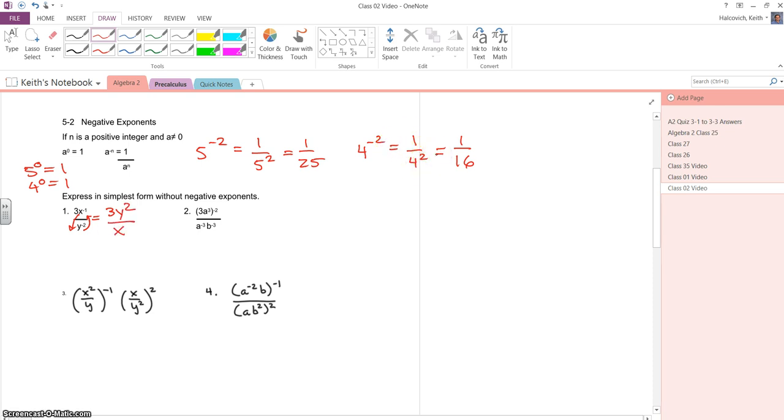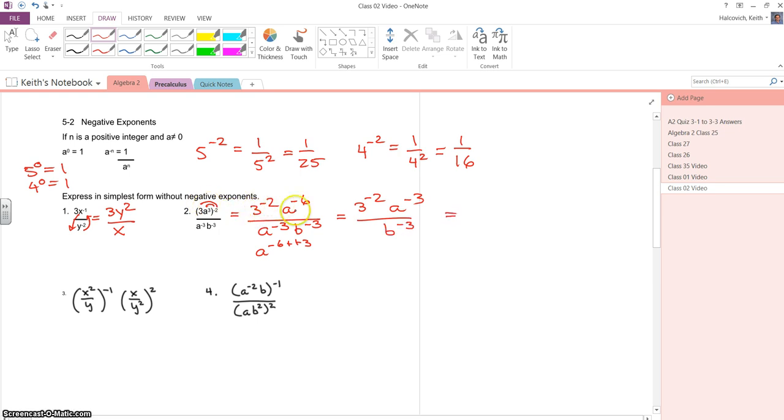In this one, you have to distribute first. So you get 3 to the negative second, a to the negative sixth, over a to the negative third, b to the negative third. Now, first things first, here I would subtract. So you have negative 6 minus negative 3, so that's the same as negative 6 plus 3, so it's a to the negative third over b to the negative third.